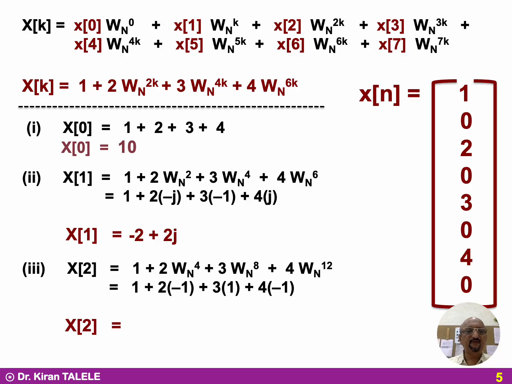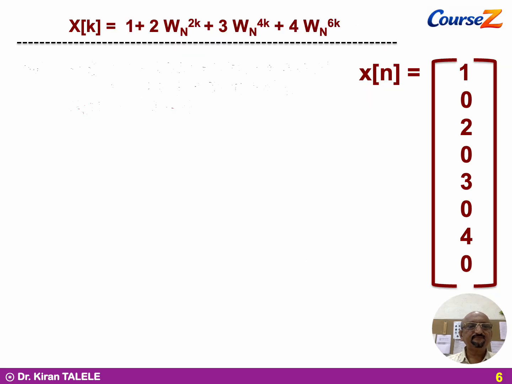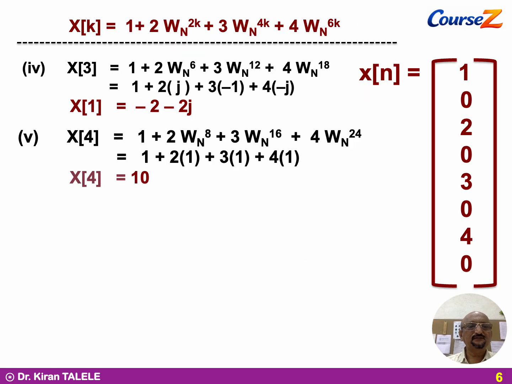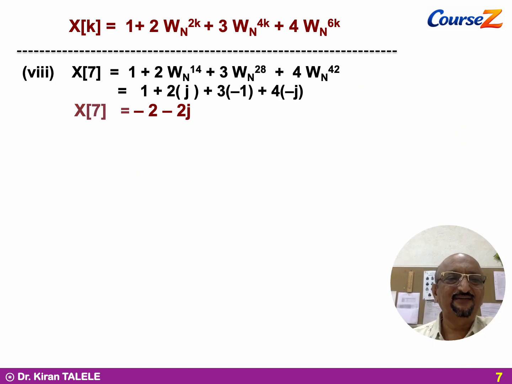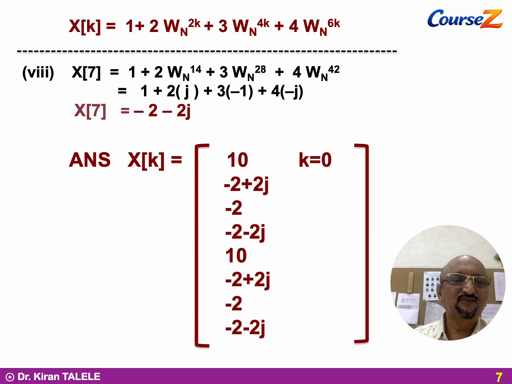And this we have to repeat for k equal to 2, k equal to 3, k equal to 4, k equal to 5, k equal to 6, and k equal to 7. So always write the final answer at one common place in matrix form, something like this. This is x of k.